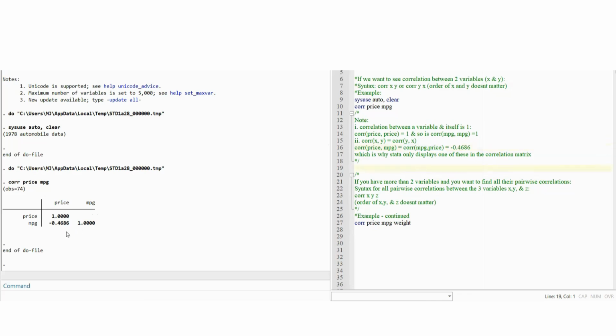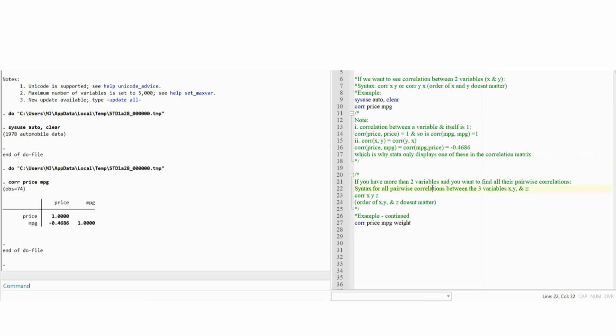So two things to note in this correlation matrix: the correlation between a variable and itself is 1, as you can see in the diagonal entries, and because the correlation between MPG and price is the same as between price and MPG, Stata only displays one of these, which you can see is minus 0.4686.